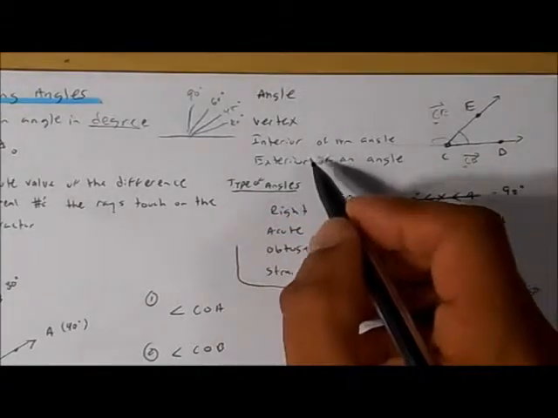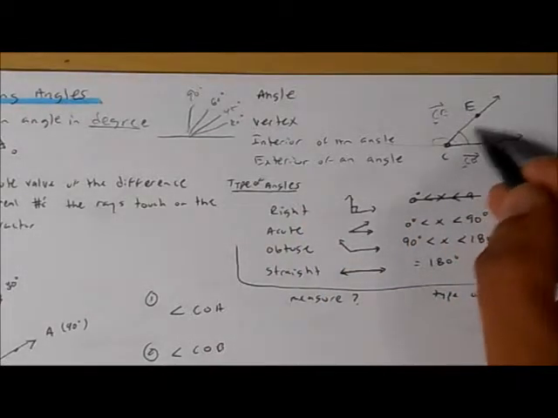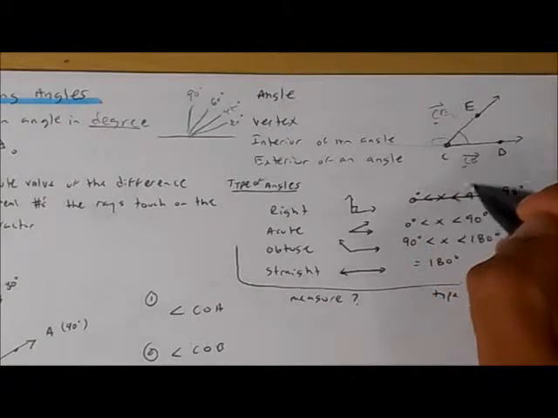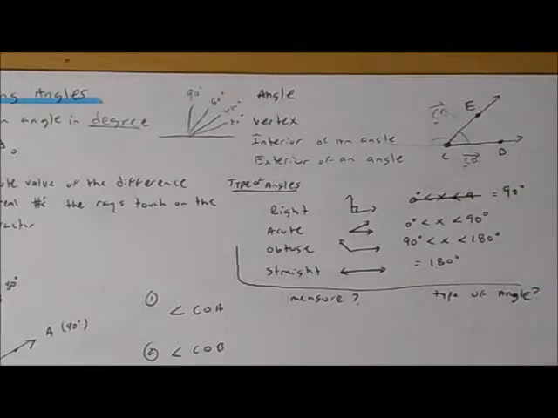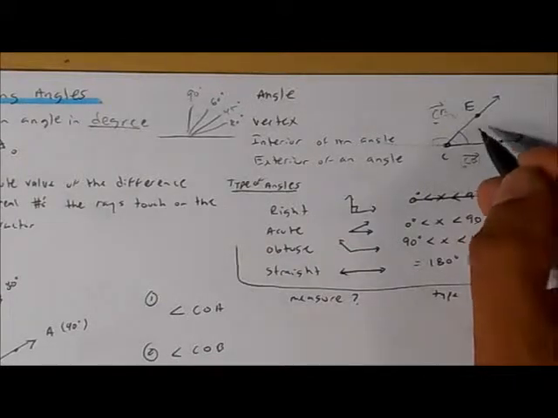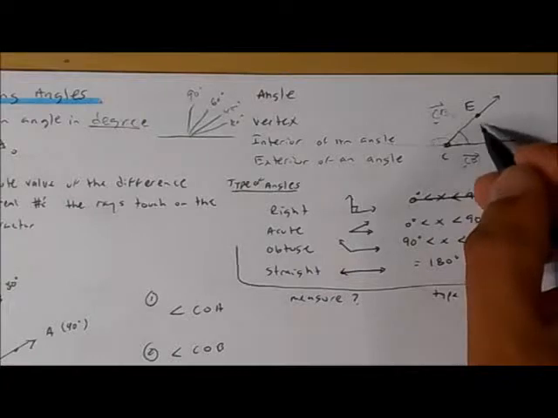So interior and exterior. Interior is the inside part of the angle, and the exterior is anything outside of it. Whenever you're asked to identify where the interior is, it's always between the rays.